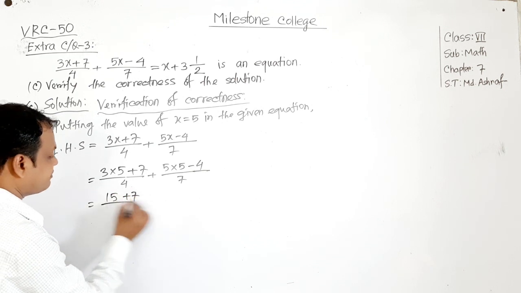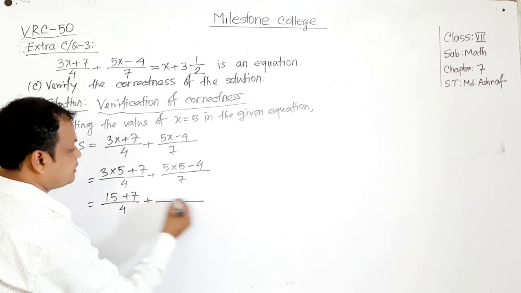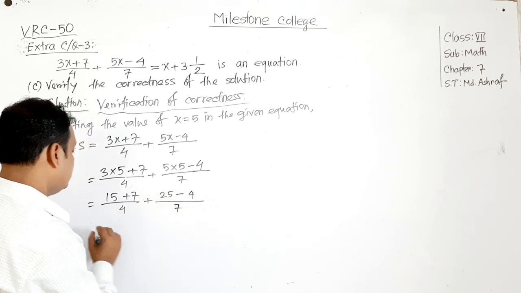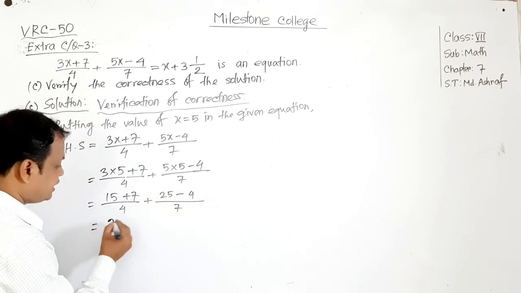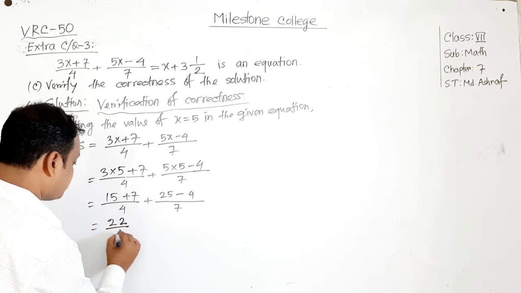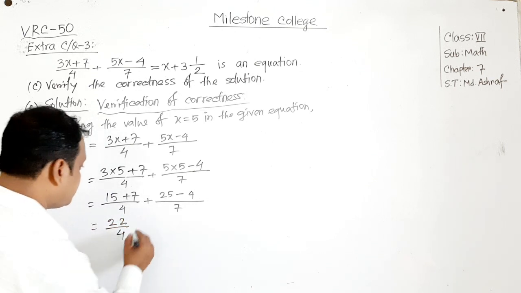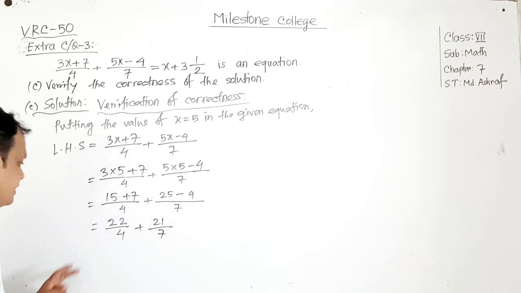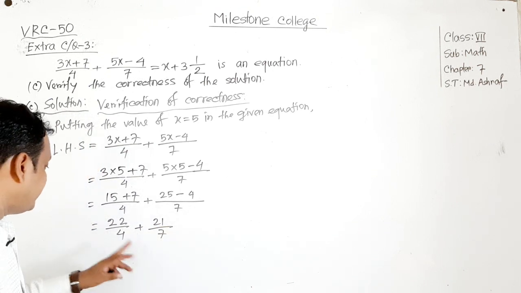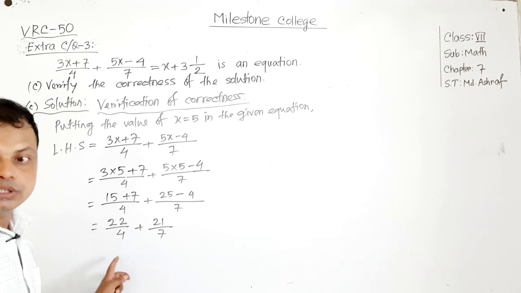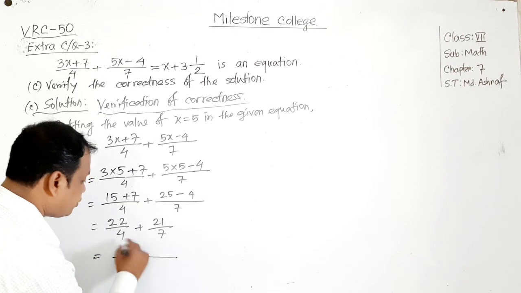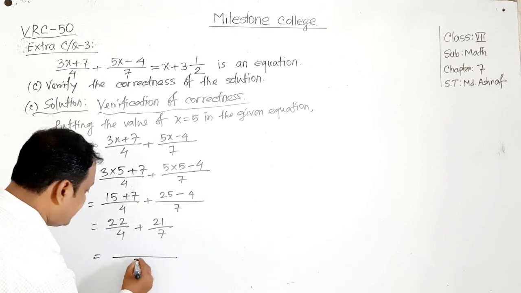15 plus 7 divided by 4 plus 25 minus 4 divided by 7. So what will you get here? 22 by 4 plus 21 by 7. Now how can we simplify this? We have to do the LCM. What is the LCM of 4 and 7? We will get 28.